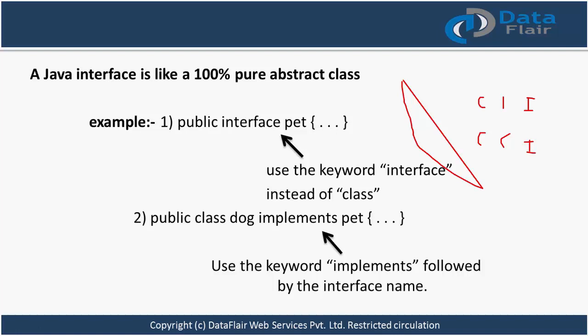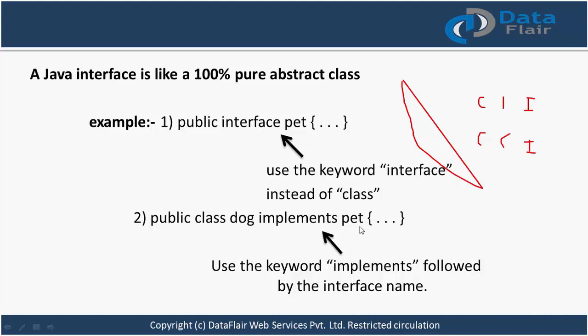Okay, so points to remember: interface is one of the concepts using which you can achieve multiple inheritance, and in an interface all the methods are public abstract. That means you cannot define a method in an interface. You have to use the keyword interface here, and in order to instantiate that interface, we need to create a class which implements that interface, and you have to define all the methods.